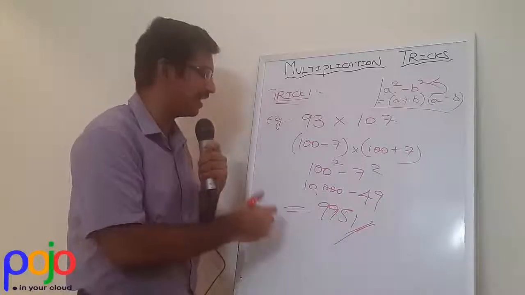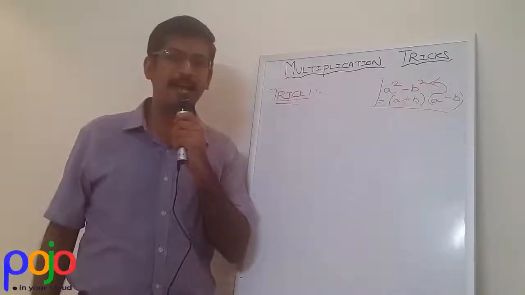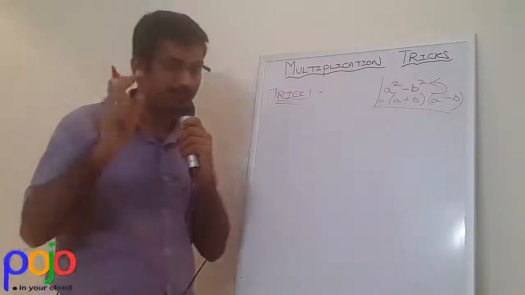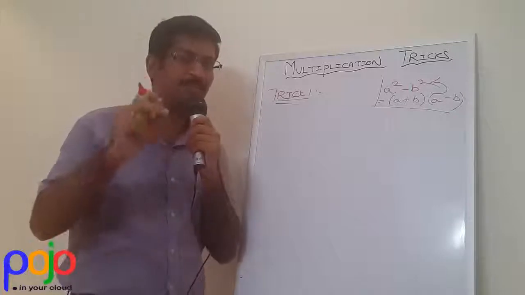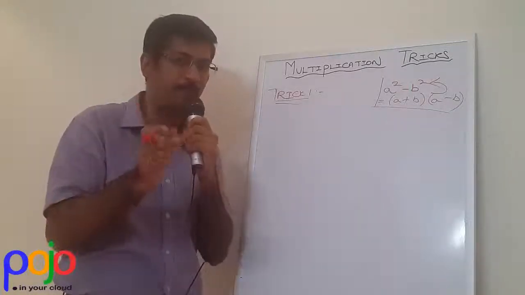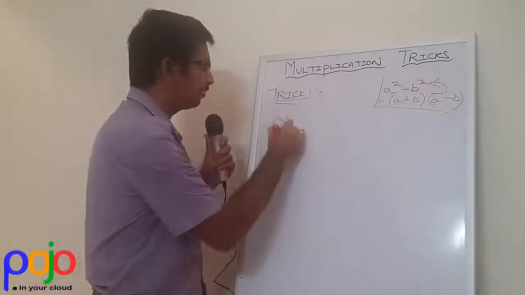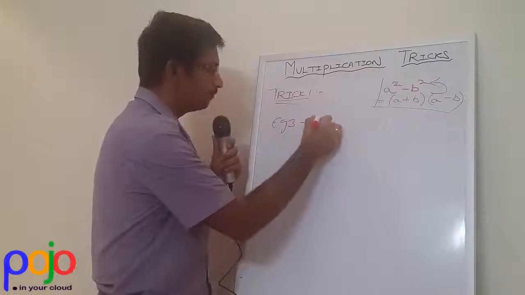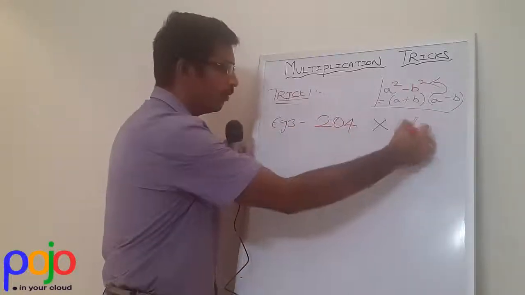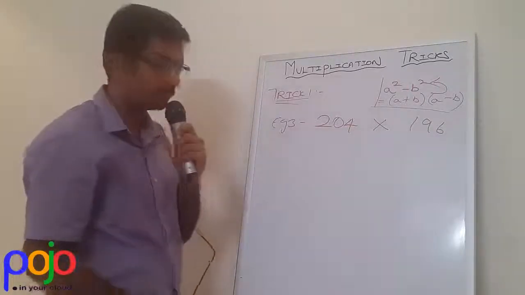Let's take another challenge. Let's proceed to a 3-digit number in the next example. Okay, let's now take 3-digit numbers. And the key, which I said earlier, these numbers have to be close to each other so that you can take a common number and then add and minus. Let me take example 3 for the trick 1. 204 into 196, because 200 plus 4 and 200 minus 4, right?